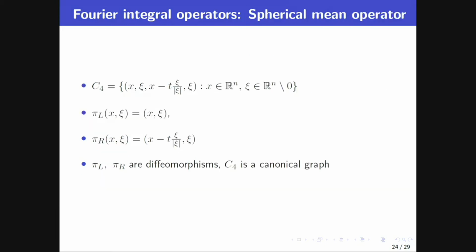The Radon transform. Another one, the spherical mean operator. The calculations, so C4 looks like that, but these calculations are in the first lecture. Yeah, I think they were a little bit rushed yesterday, but you have them in the notes. So for the spherical mean operator, we have this canonical relation. Again, projections left and right, and here it's very simple to see that they are actually diffeomorphisms, both of them. And this is a full canonical graph, yeah? C4 is a canonical graph, okay? Again, we don't need to find that function phi.